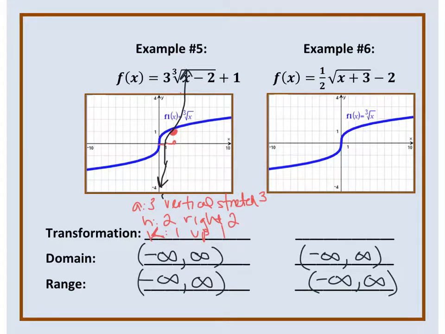Let's talk about the transformations happening on this one. A is 1/2. That's going to cause a vertical compression. The graph is going to be closer to the x-axis. H is going to be a -3, so the graph is going to go left 3 and down 2.